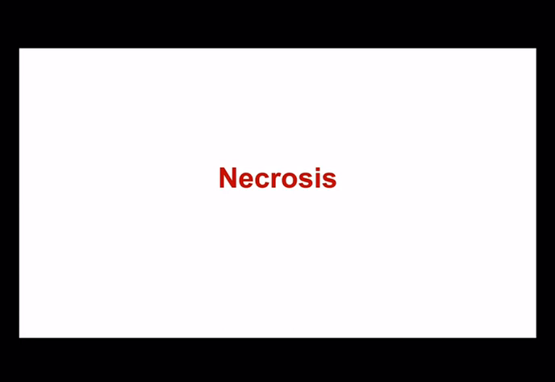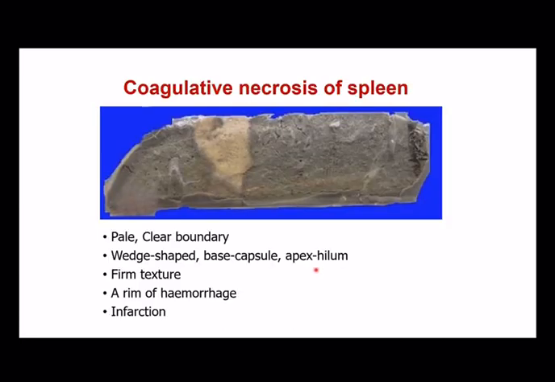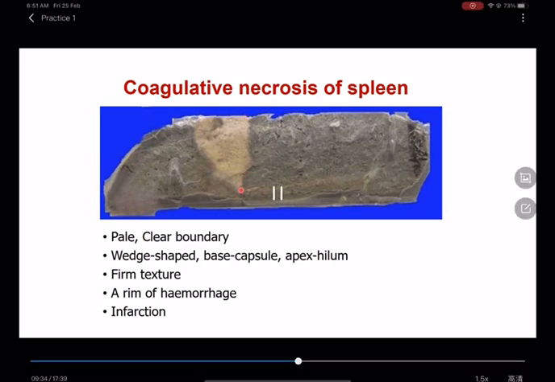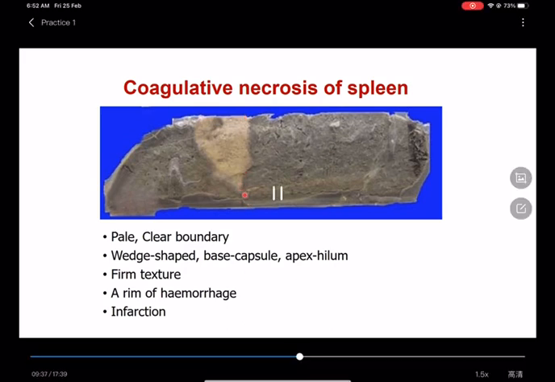Now, let's move to the specimens of necrosis. Here is a spleen. The lesion of coagulative necrosis is here. On the cut surface is a triangle. The base of the lesion is attached to the capsule. The apex of the lesion points to the hilum.